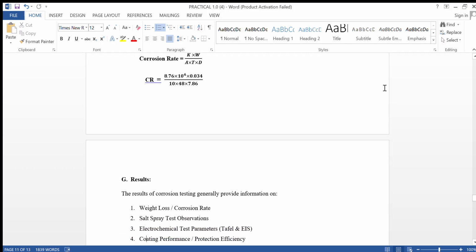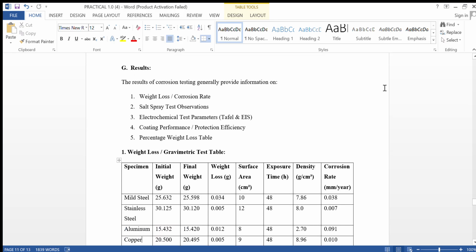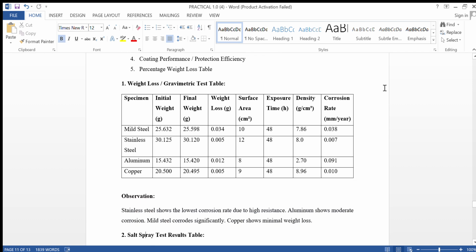The results of corrosion testing generally provide information on weight loss or corrosion rate, salt spray observations, electrochemical test parameters, Tafel and EIS, coating performance or protection efficiency, and percentage weight loss. And these are all the tables. First one is the weight loss or gravimetric test table. Observation: stainless steel shows the lowest corrosion rate due to the highest resistance, aluminium shows moderate corrosion, mild steel corrodes significantly, and copper shows minimal weight loss.